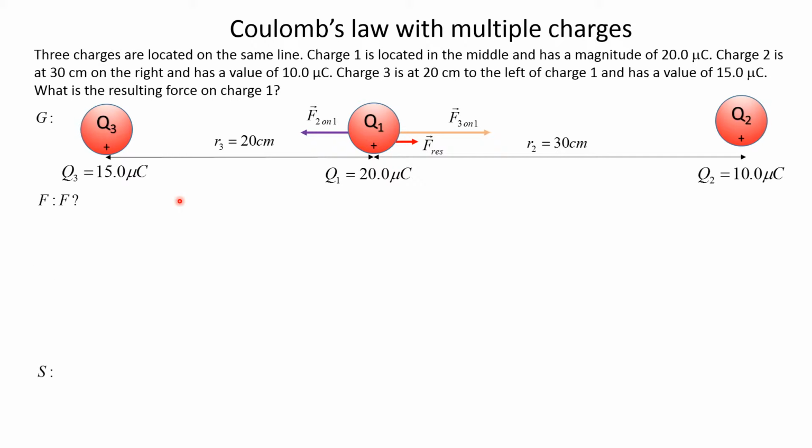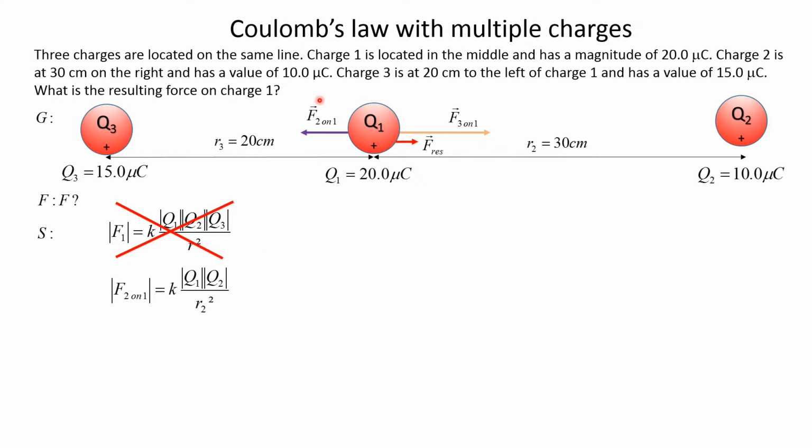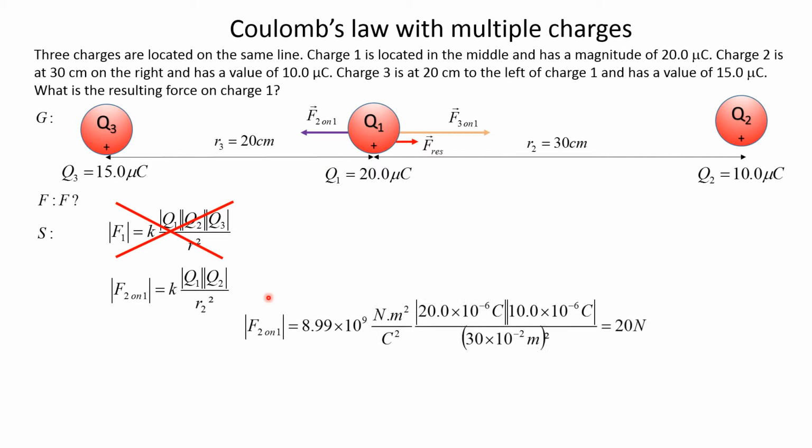So we have to find the resulting force, and the solution is not this. I've seen students use this: just put the three charges into one formula. Forget it. Danger. Away. No, we have to calculate separately. So we first have to calculate F2, because we have those two charges here. We only calculate this one.